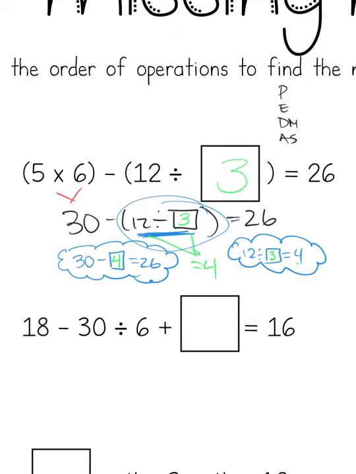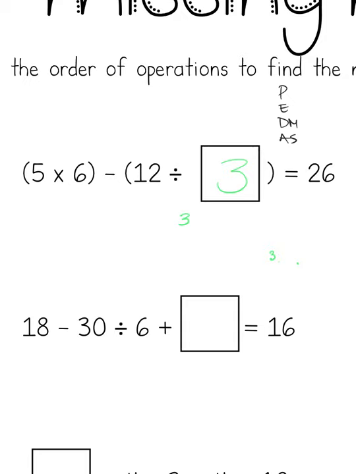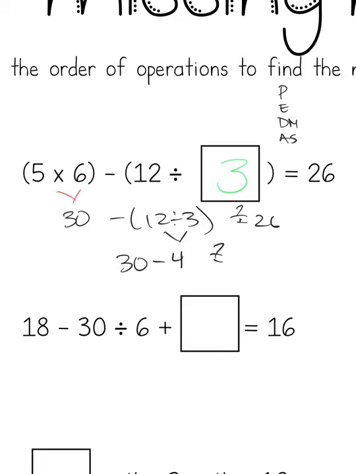I always like mathematically to check my answer, especially on questions like this, to see if what I have as my answer is right if I work it out again from the start. So again, I would go 5 times 6 is 30 minus 12 divided by 3 equals 26. I'm trying to see, did I have that right? So then the next step would be 12 divided by 3 is 4. 30 minus 4, does that equal 26? And as we can see, 26 does equal 26.